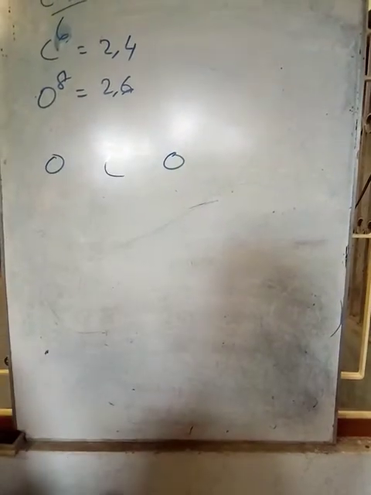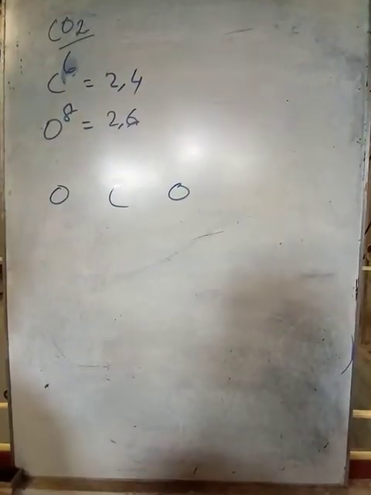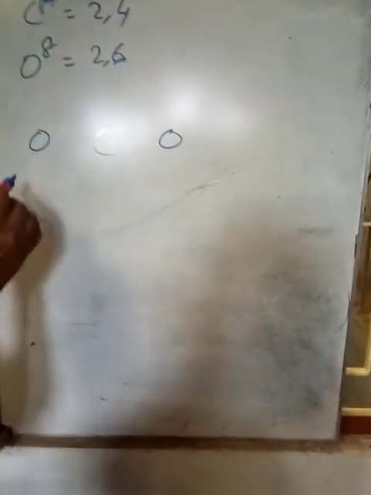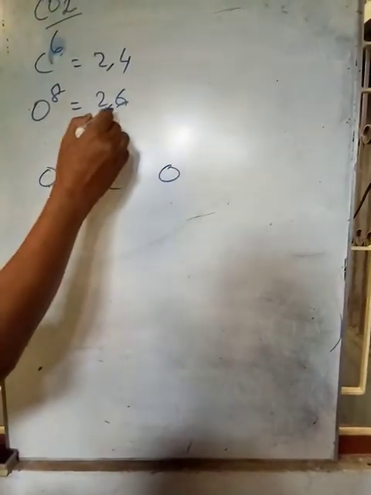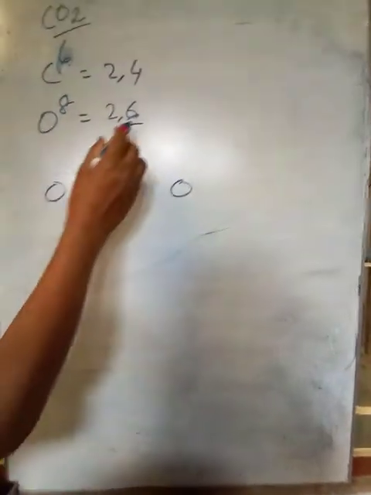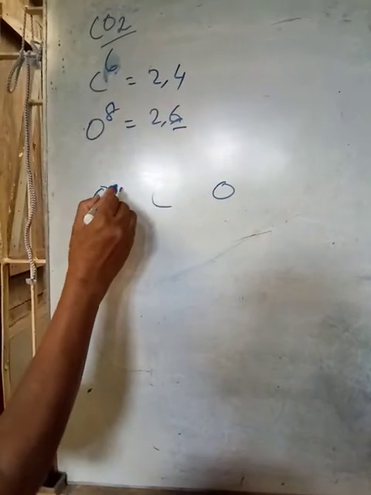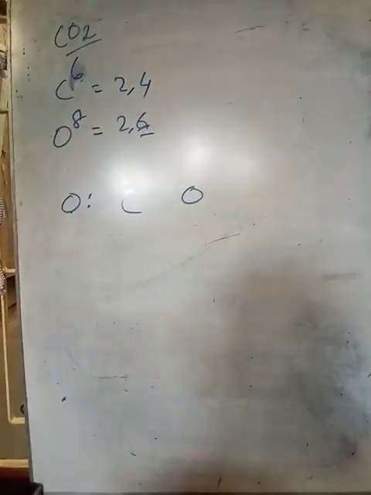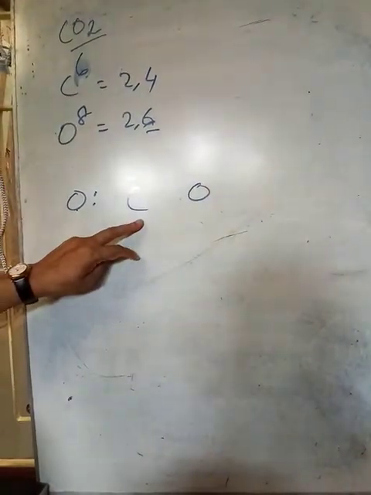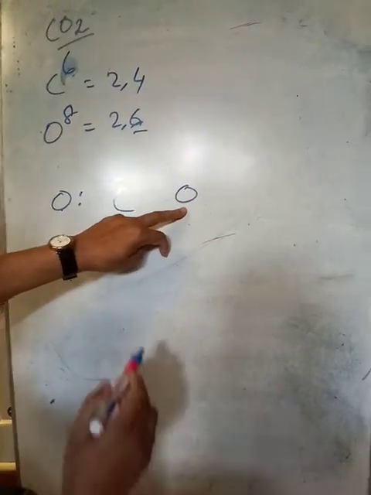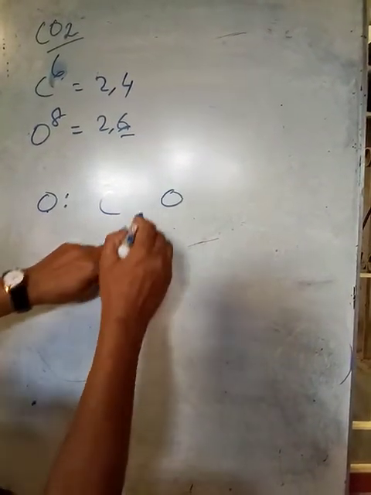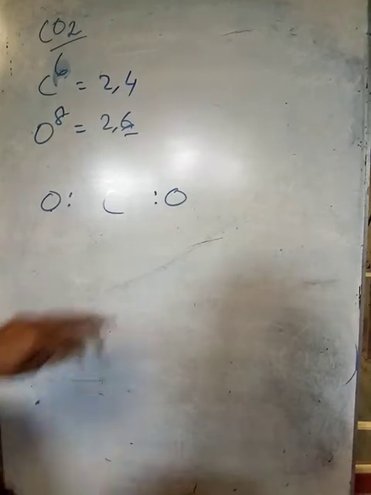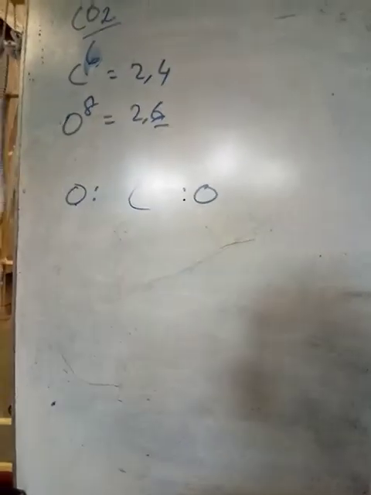Now you have to count the valence electrons in each case. Oxygen has valence electrons 6. It requires 2 electrons. So 2 electrons will be placed towards the carbon atom. Here also 6 electrons, 2 electrons are short. So 2 electrons will be placed towards the carbon atom.